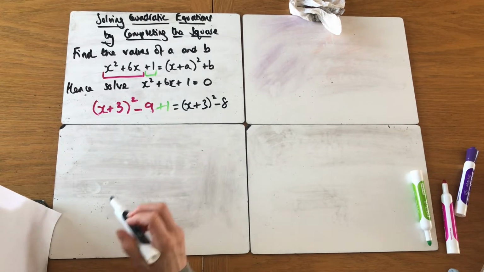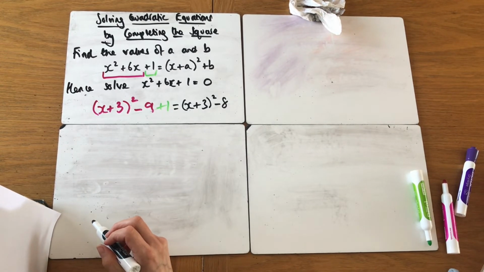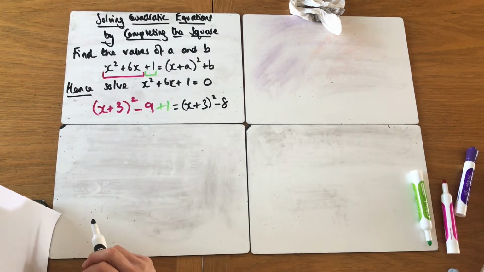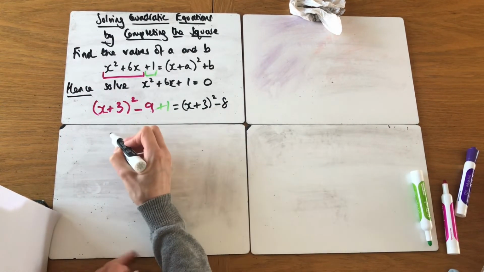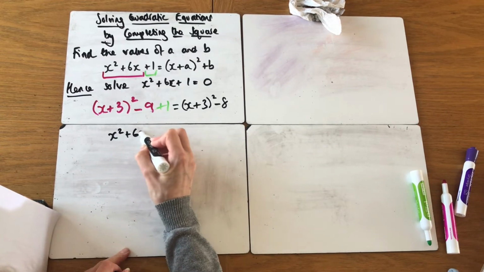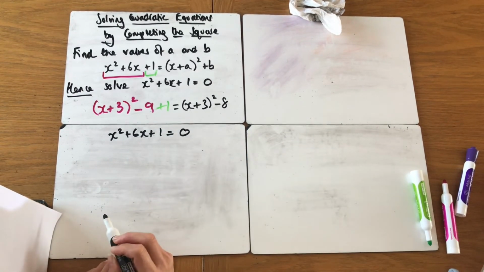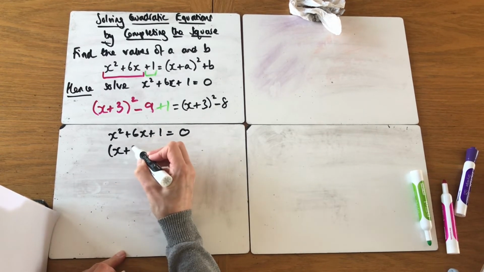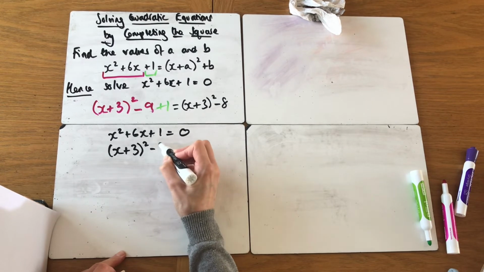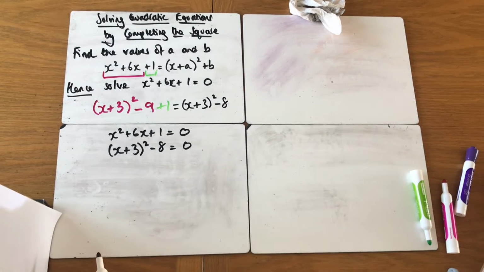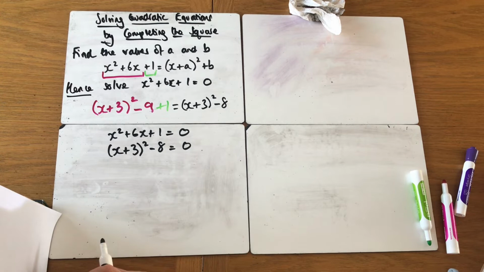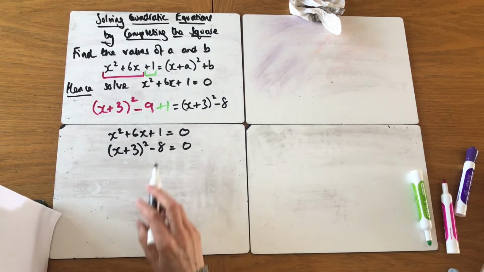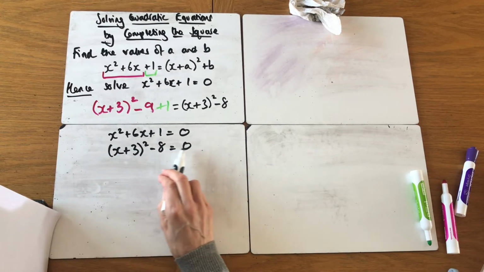It then says hence solve x squared plus 6x plus 1. So the hence means use what you've done in the first part of the question. So if we know that x squared plus 6x plus 1 is our equation to solve, x squared plus 6x plus 1 is the same as x plus 3 all squared minus 8. What we can do now, instead of expanding the bracket and going back to this form and using the quadratic formula, we can solve from this line here.